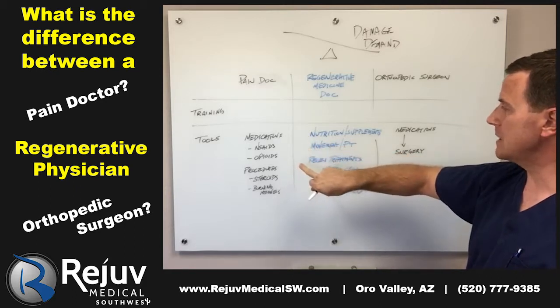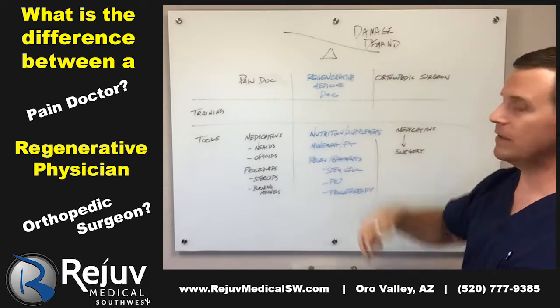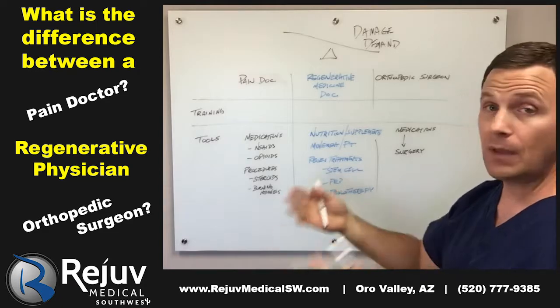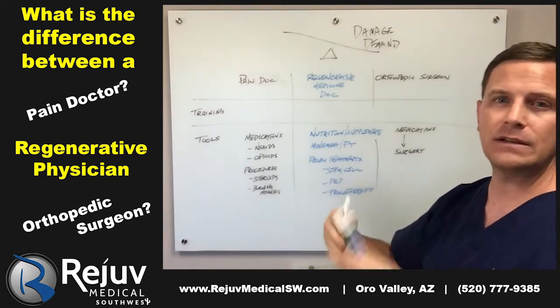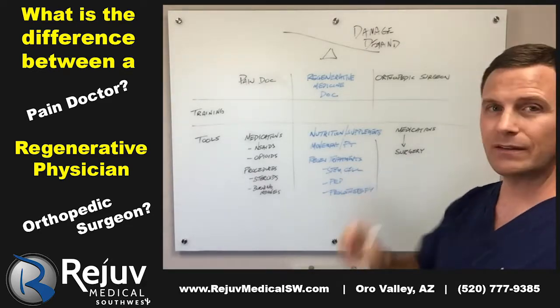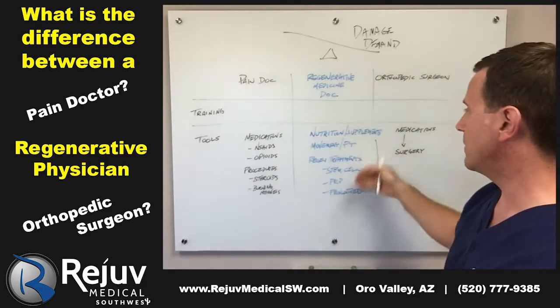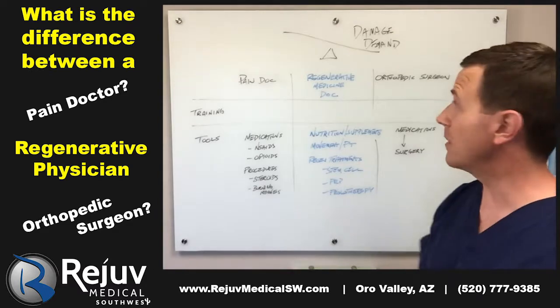Nutritional supplementation, movement, again, correct the things that are putting undue demand on it. May have to change the amount of activity somebody's doing temporarily to allow that tissue to catch up. And eventually we can stimulate it, nudge that tissue to heal with treatments like stem cell, PRP or prolotherapy.